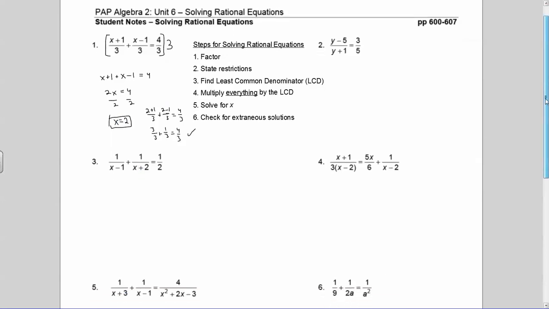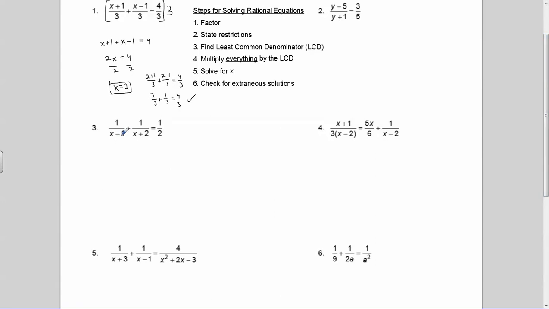Next, we are going to look at number 3. So again, we don't have anything that will factor here, but we do have some restrictions. So let's state those restrictions first. X cannot equal 1 or negative 2. Next, we want to find the least common denominator. And I'm going to go ahead and put that outside our brackets so that we can multiply by it. Our least common denominator is going to be 2 times x minus 1 times x plus 2.